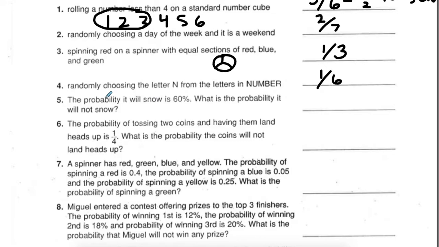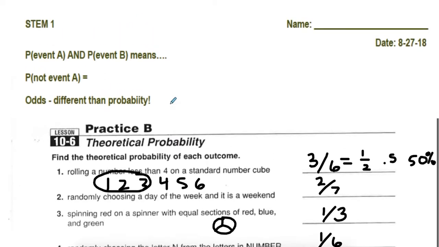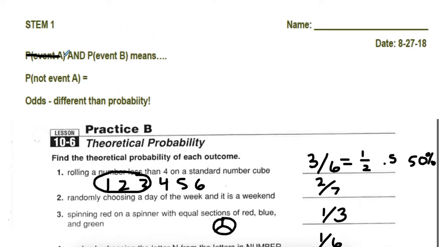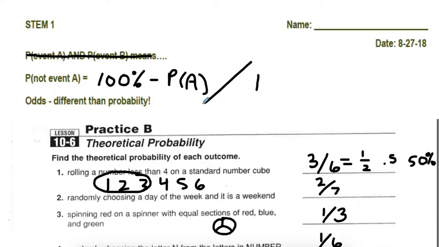So the probability that it will snow is 60%. What is the probability it will not snow? I'm going to have you cross out this top one here. So when they say the probability of something not happening, we're just going to take 100% as our total, and we're going to subtract out the probability of the event actually happening. If it's in decimal form, you can also think of that as 1 minus the probability of the event occurring.